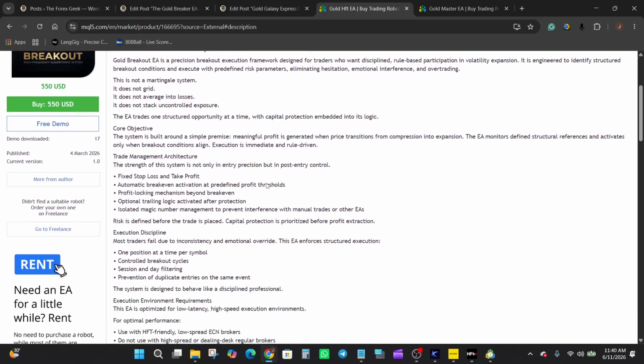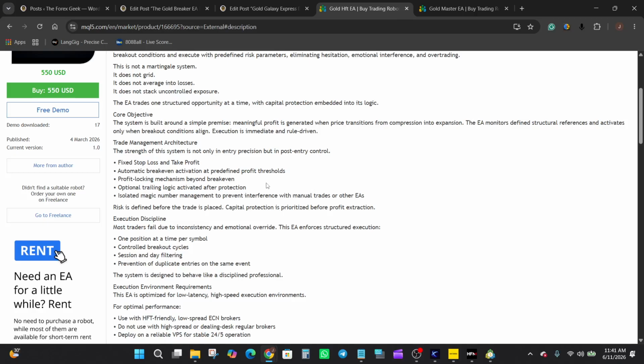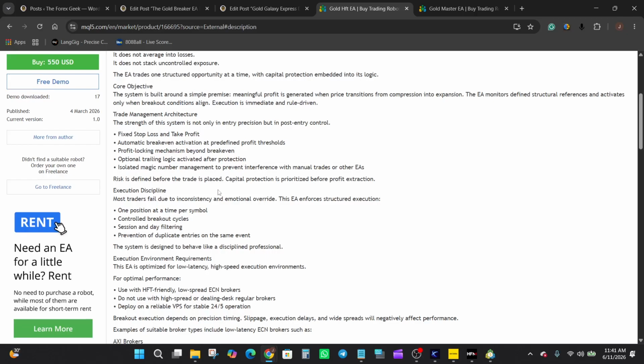Looking at the trade management section, I can see it includes fixed stop loss and take profit, along with break-even activation once the trade reaches a certain level of profit. There is also a profit locking mechanism and optional trailing logic once protection is active. So overall, it is clearly focused on capital protection before anything else. Another key detail here is execution discipline. The EA only allows one position at a time per symbol, and it also includes session filtering and day restrictions.